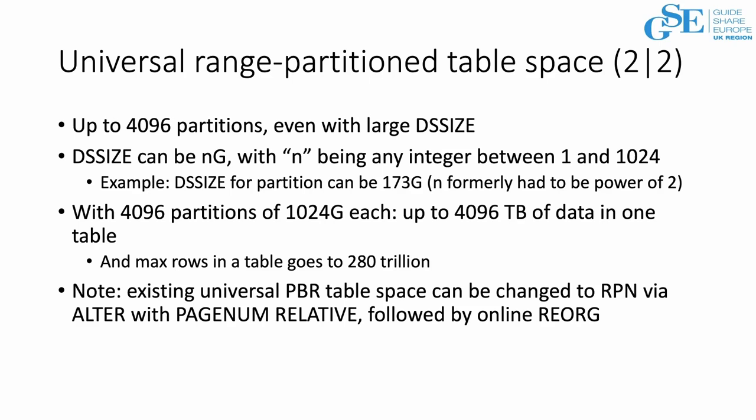What if you have a 1,000 partition table and the DSSIZE is 8 gigabytes? And let's say one of the partitions, partition 237, hits that 8 gig limit. What you can do is just alter that partition and specify the new DSSIZE. And again, that change is immediate.